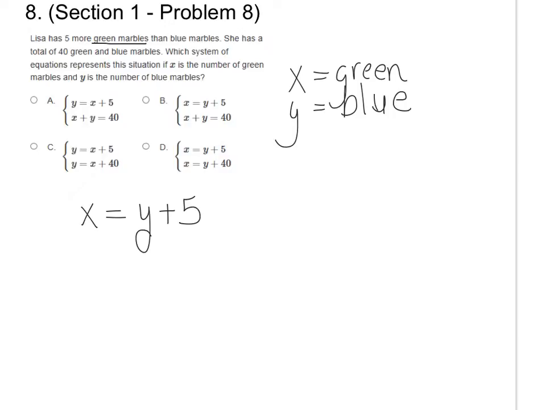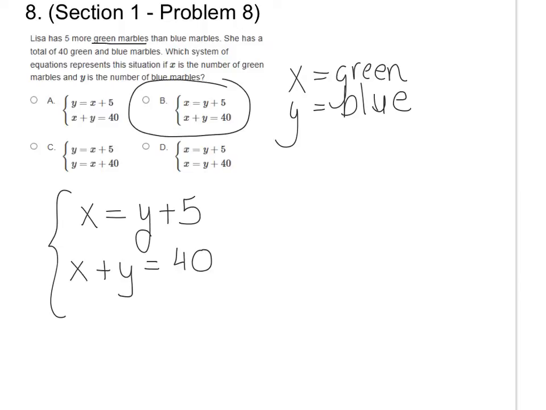And then it also tells us here that she has a total of 40. So if I take the number of green, which is x, and I add that to the number of blue, which is y, that should equal 40 marbles. So I think that this might be my system of equations. So if I look up here, I see that on B. It looks exactly how I have it. X equals y plus 5, and x plus y is equal to 40. So my answer is B.